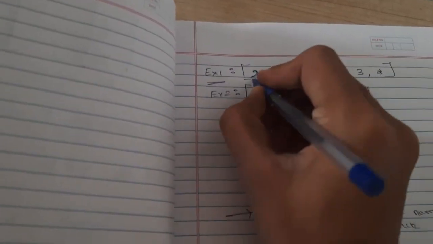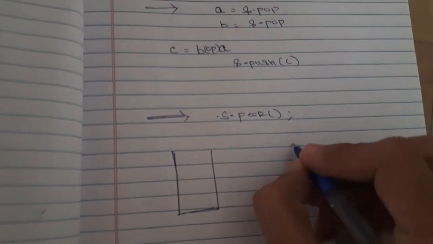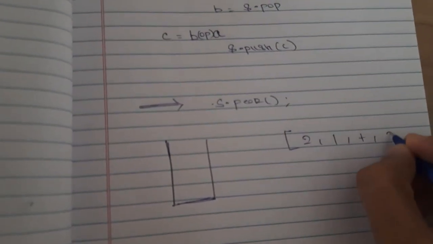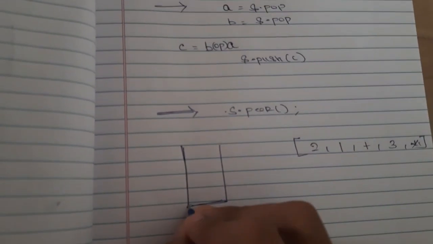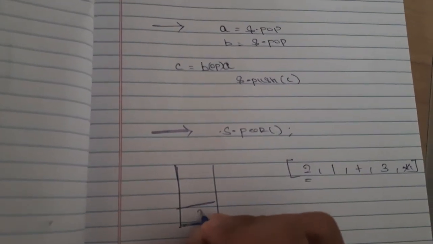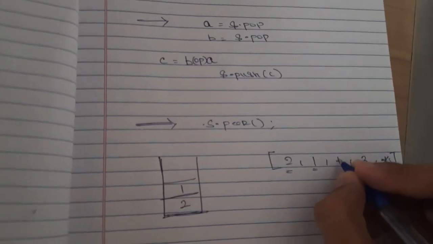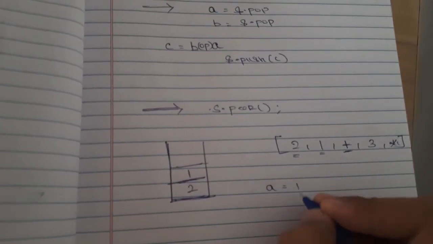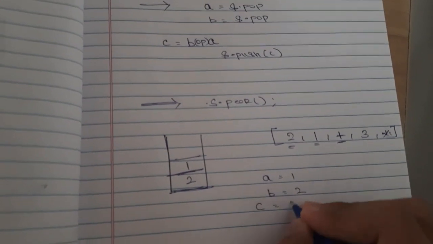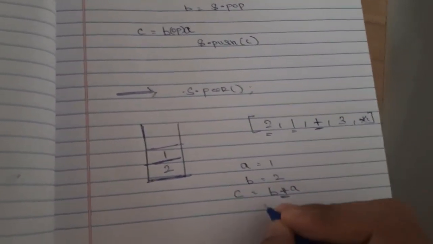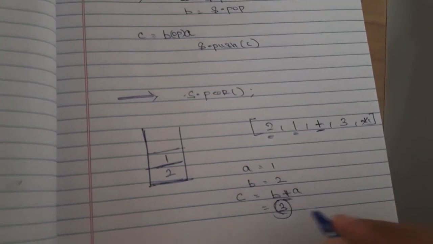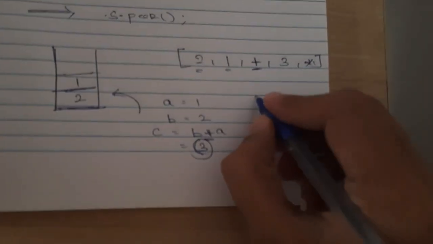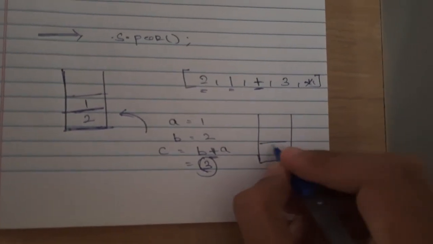So let's see an example for example 1. We have 2 and 1. Initially our stack will be empty. The array is 2, 1, plus, 3 and star. Since 2 is a number, we will push it into the stack. 1 is also a number, we will push it into the stack. We are getting plus, which is not a number. We will be popping two numbers from the stack, where a will be 1 and b will be 2. We will get c as b plus a, which will be 3, and we will push the value of 3 into the stack. So our new updated stack will be 3.